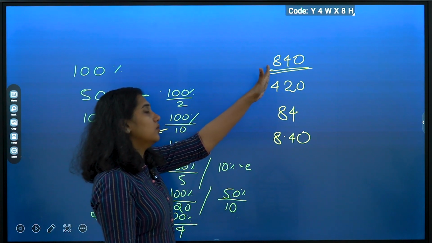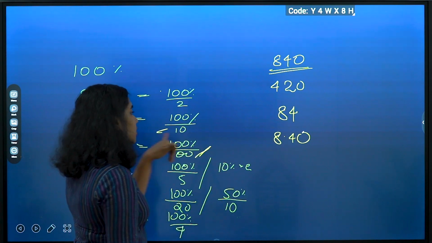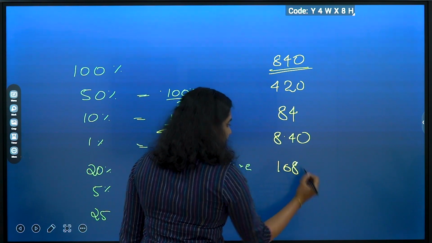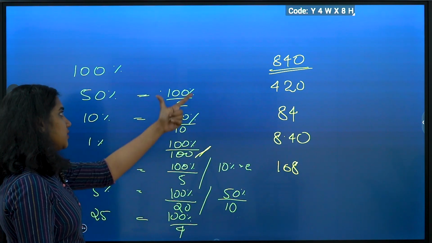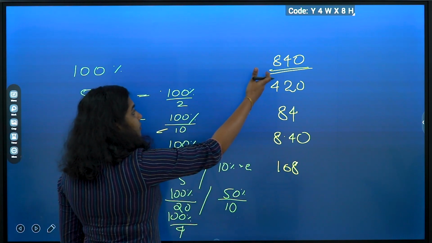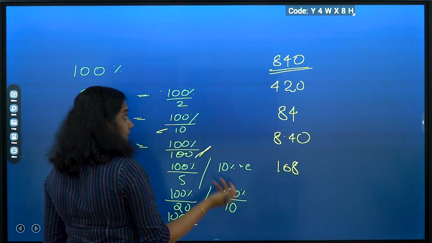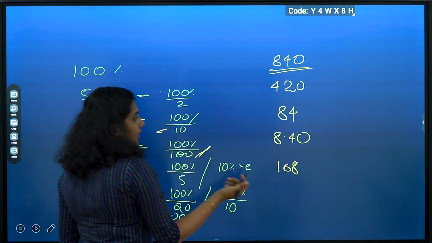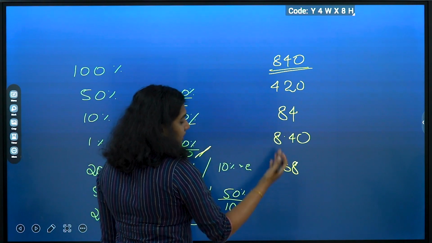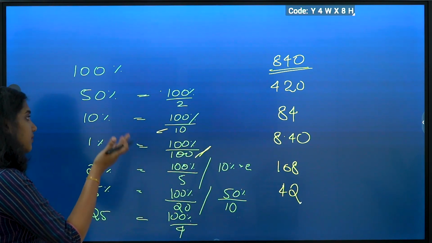Now 20%. 20% means 100% by 5. So if you want, you can do 840 by 5 or you can do 10% into 2. So our 10% is 84. So 84 into 2 will be 168. Okay. So that is our 20% of 840. Now 5% means what? 100% by 20, that means 840 by 20 or 50% by 10. So here 50% is 420. So 420 by 10 will be 42. So our 5% of 840 will be 42.